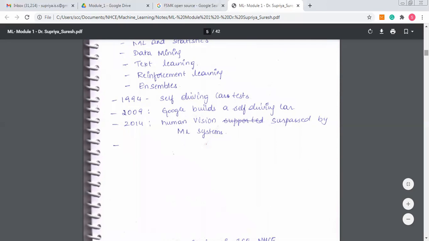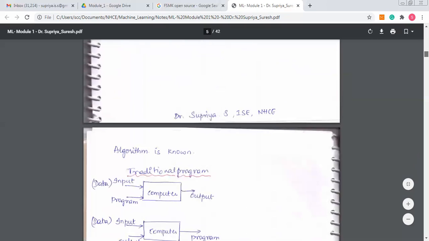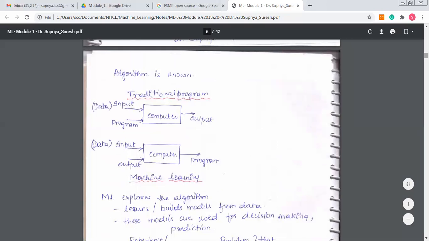Now let's actually go ahead and check out what exactly ML means. Professor Samuel defined the term. He says that it is a field of study where the machine has the ability to learn without being explicitly programmed. Let's check out what that means.